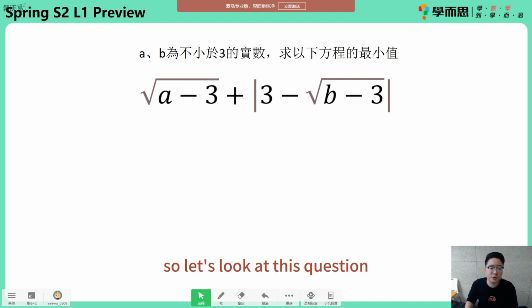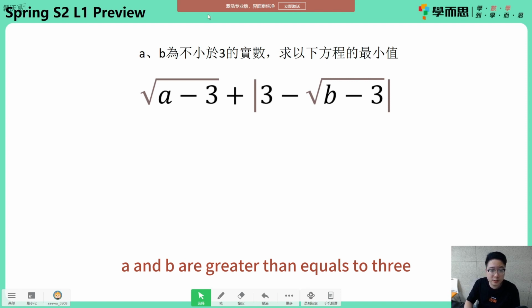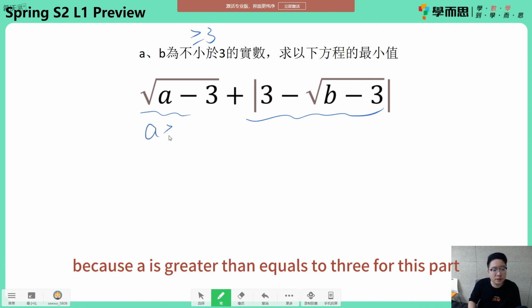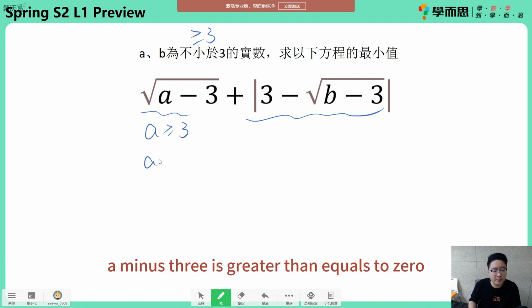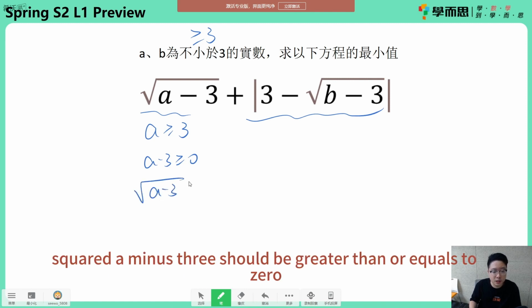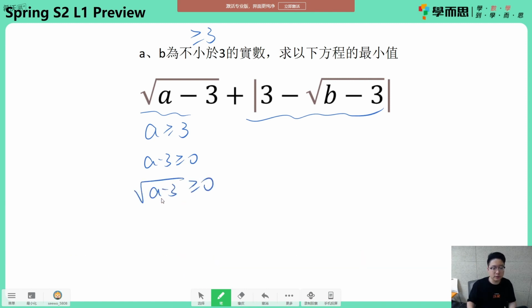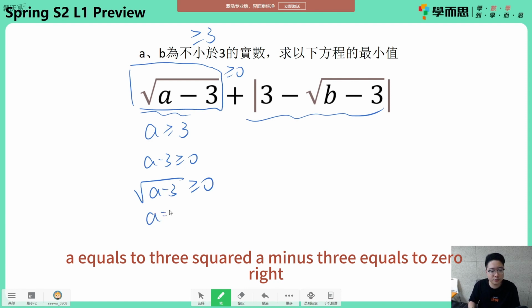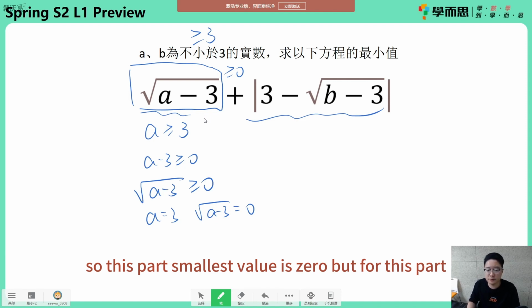So let's look at this question. a and b are greater than or equal to 3. And we want to find the minimum possible value of this part. Because a is greater than or equal to 3, for this part, a minus 3 is greater than or equal to 0. So square root of a minus 3 should be greater than or equal to 0. Okay, so this part is actually greater than or equal to 0. To make it the smallest, a equals 3, square root of a minus 3 equals 0, right? So this part's smallest value is 0.